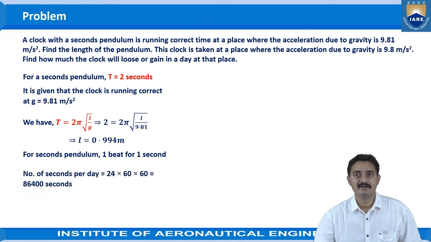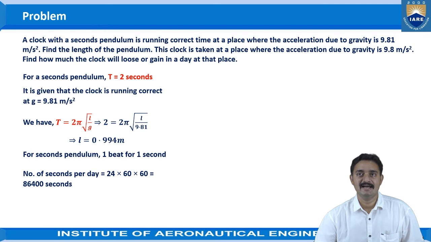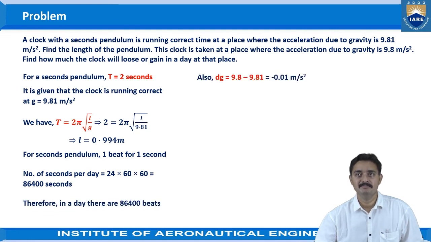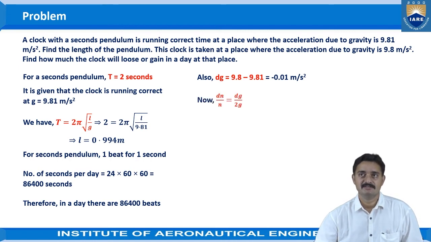Now for seconds pendulum, 1 beat is for 1 second. So the number of seconds per day can be calculated as 24 into 60 into 60, that is equal to 86400 seconds. Therefore, in a day, there are 86400 beats. Also, we have dg is equal to 9.8 minus 9.81, that is the difference between the accelerations due to gravity. So it would be minus 0.01 meter per second square.